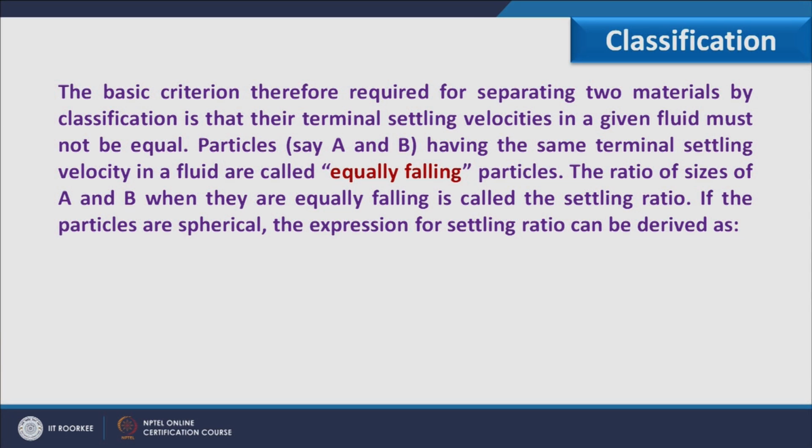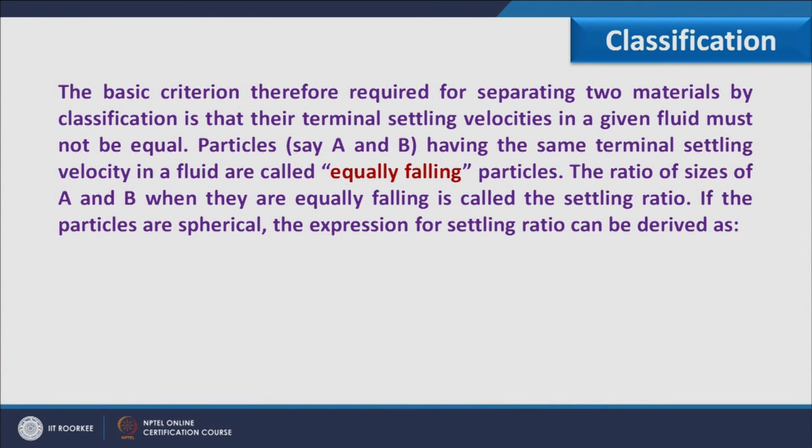So, here I have selected two particles, particle A and particle B, having the same terminal velocity, and therefore, we call these particles equally falling particles because both will fall simultaneously and at the same time they will settle. So, the ratio of sizes of A and B when they are equally falling is called the settling ratio. If the particles are spherical, the expression of settling ratio can be derived as follows. Since particles are equally falling, we can say that both have the same terminal settling velocity. So, VTA would be equal to VTB.